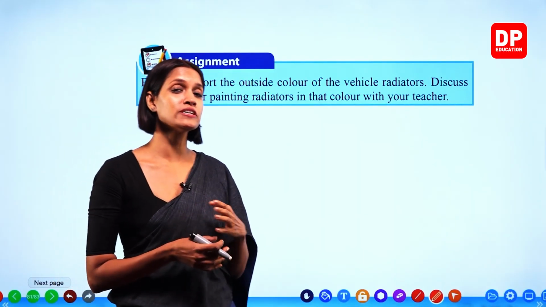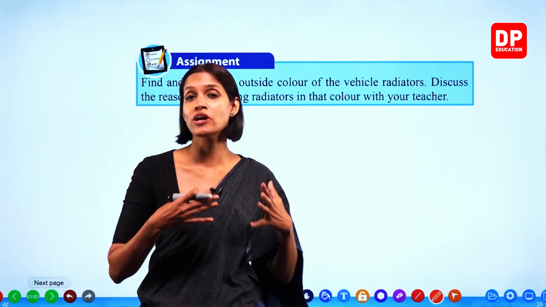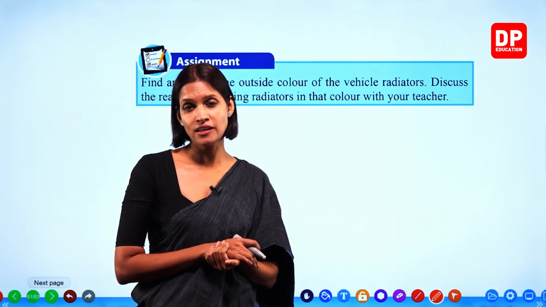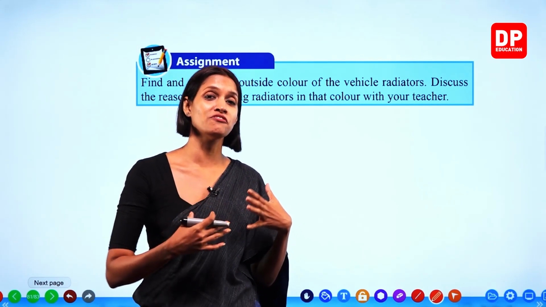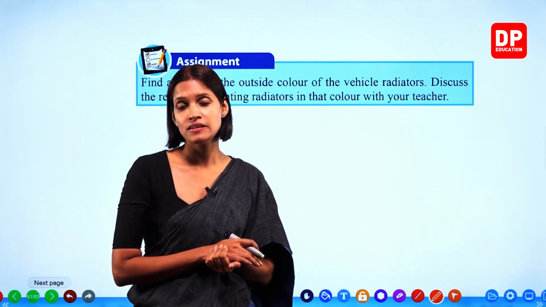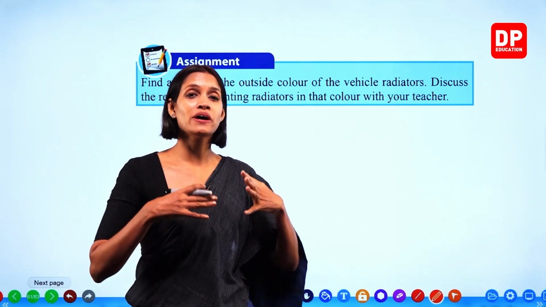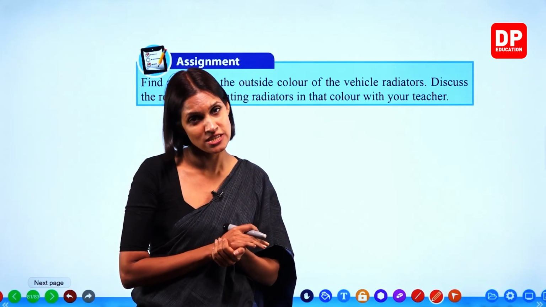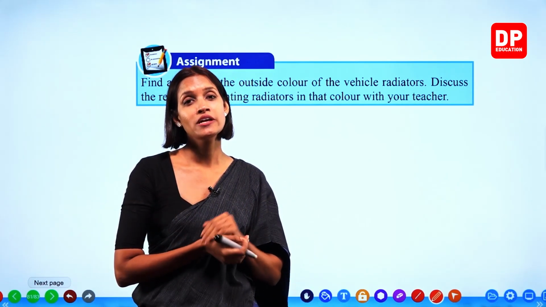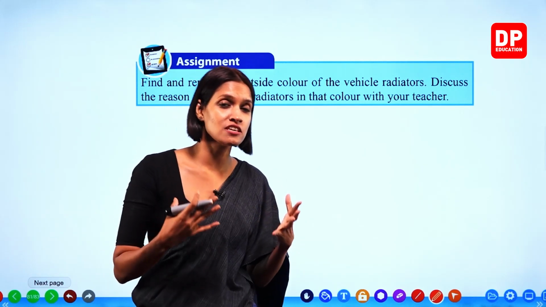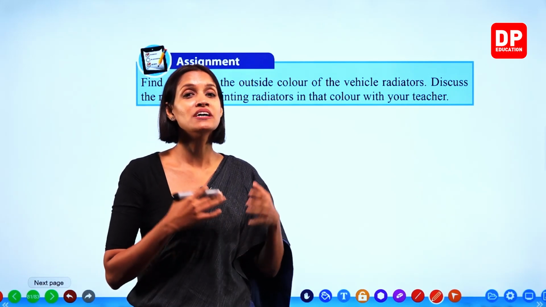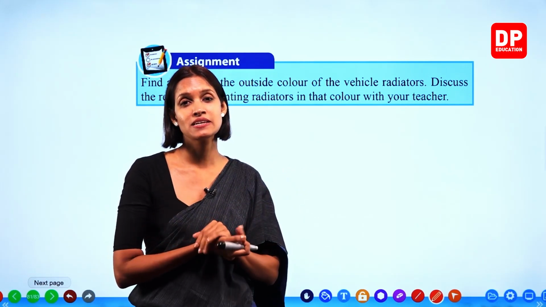Now you know, when you consider the vehicle engine, when you run the vehicle, the engine gets heated up faster, right? Due to fuel combustion. But this heat produced by the engine is not good for the engine itself. Therefore, the engine should release its heat somehow. If the engine gets heated up excessively, it might damage the engine and also the vehicle. Therefore, this excess heat should be released, right?